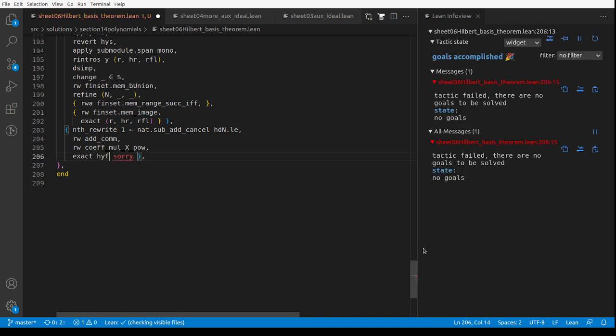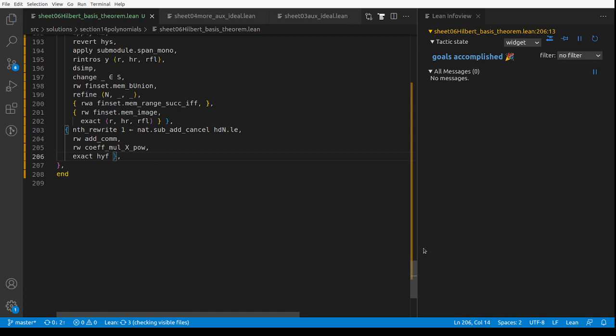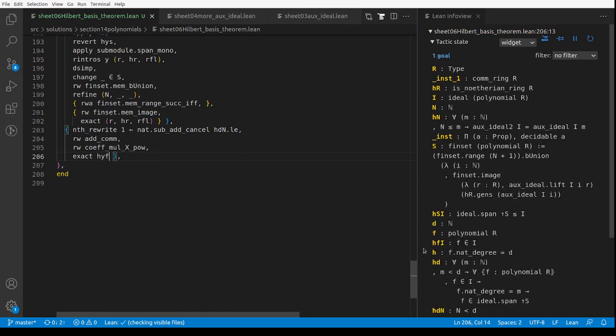And that, I think, is the proof of the Hilbert basis theorem. Marvellous. So that video was obviously much too long, and this proof still needs to be worked on, I think. But still, there we go. That's the proof of the Hilbert basis. There's MSc level commutative algebra in the Lean theorem prover. Thanks very much for watching.